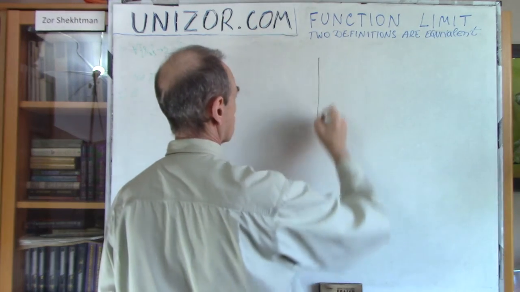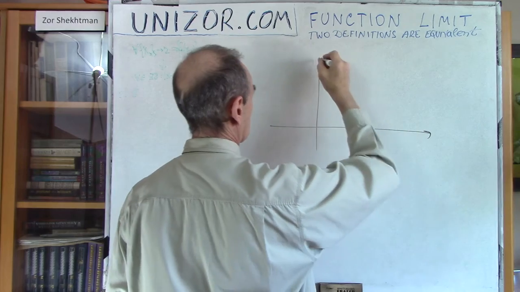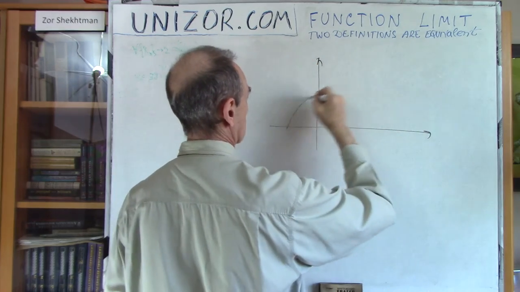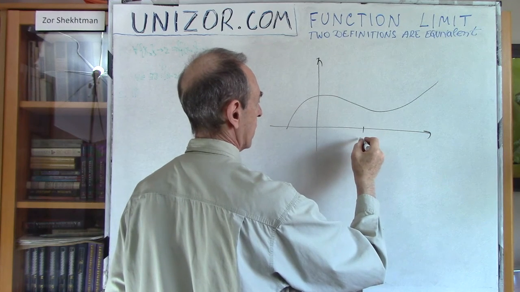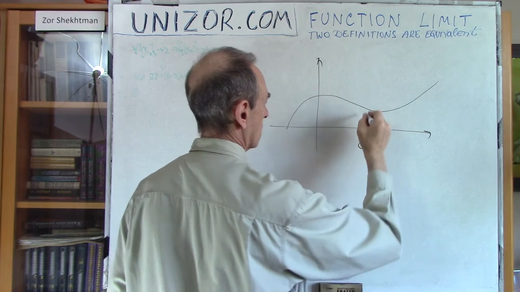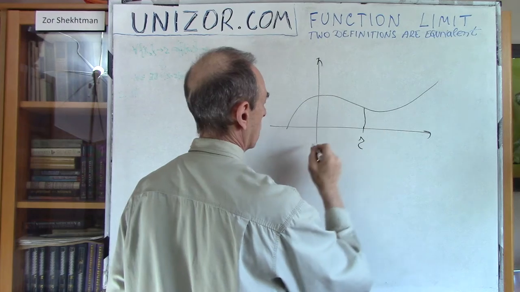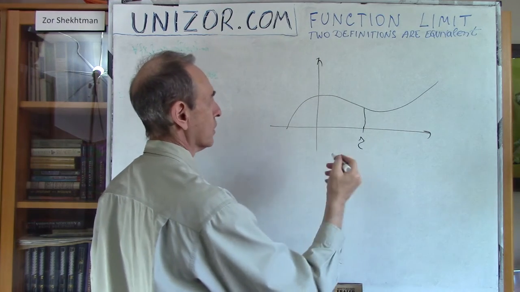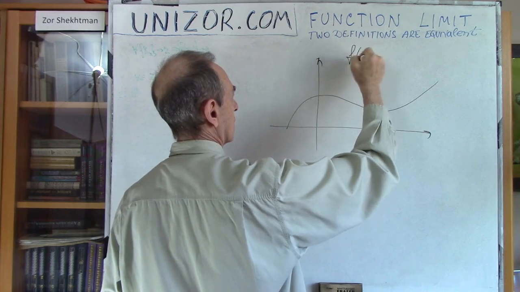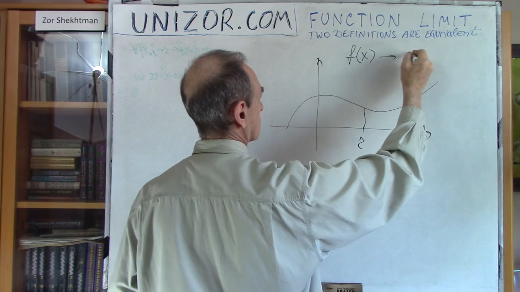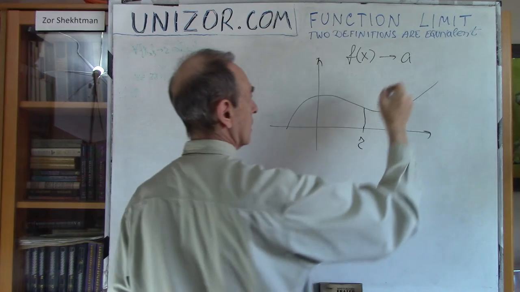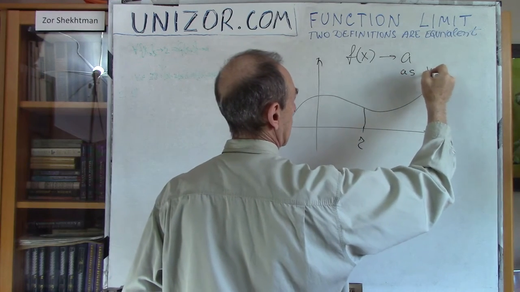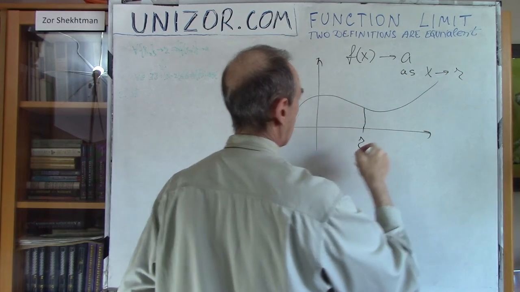So if you have a function, let's have it graphically. This is my function. Now, this is some particular value, r, and we are talking about function converging to some value a as x converges to r.